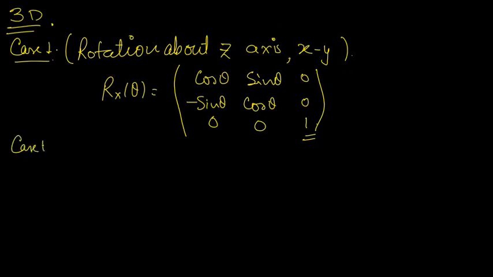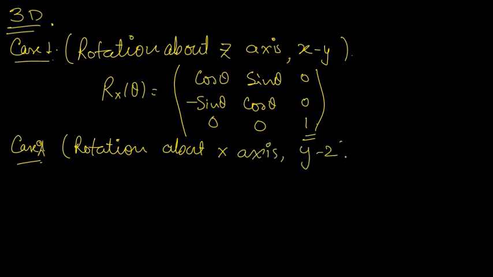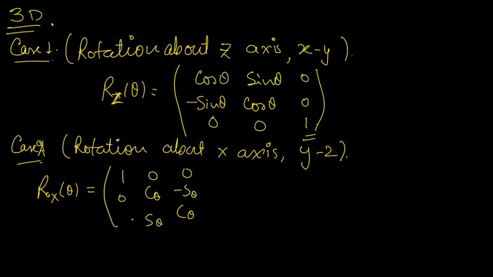Let's discuss the second case, case 2, when the rotation is about your x-axis. It means your yz plane moves. Sorry, this will be R of x. So the rotation about the x-axis will be R of theta. This will give you 1, 0, 0. I am writing c theta as cos theta, this is cos theta, this is minus sin theta, this is sin theta. Sorry, I made a mistake, it is plus, this is minus.